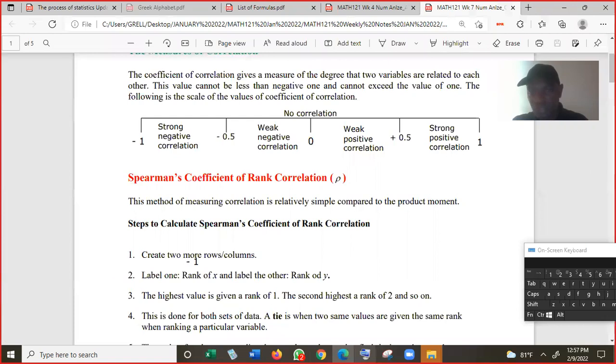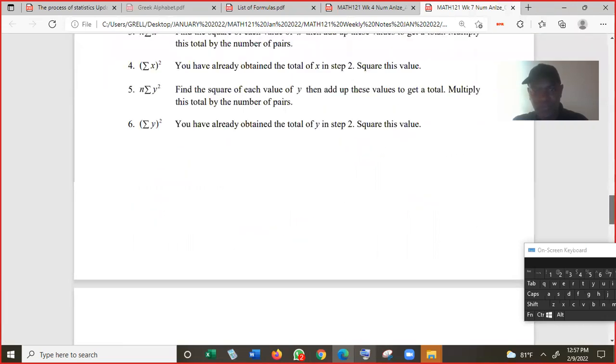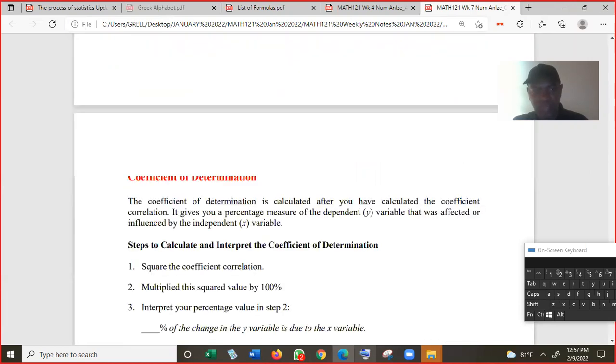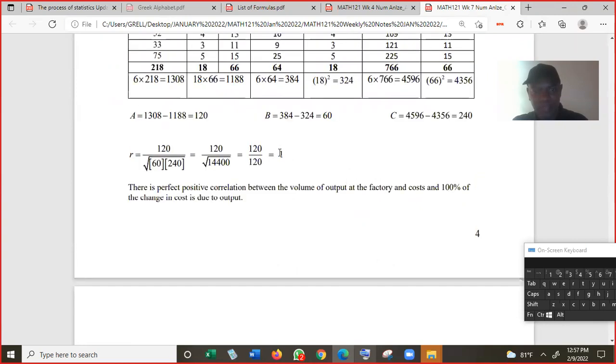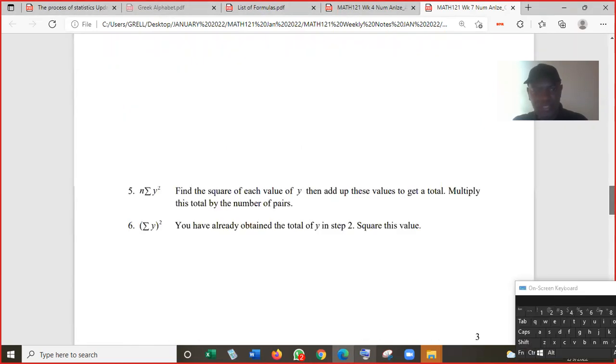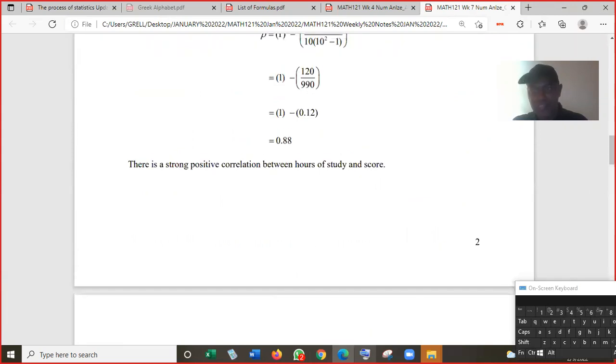Actually, what was the example? For the product moment, in the example, we got 1 for the Pearson's product moment. For the Spearman's, I think they got 0.88. Here it is. In this example, 0.88. Okay, so bear that in mind.